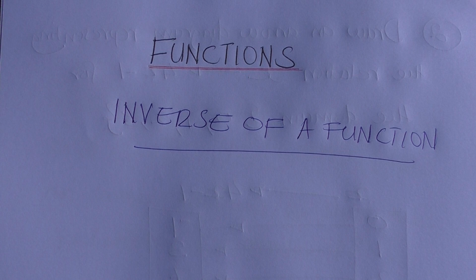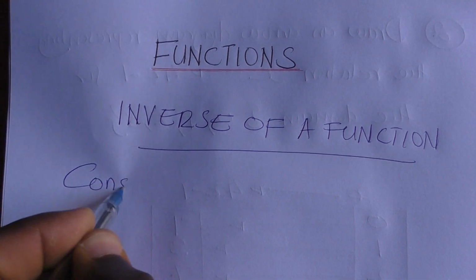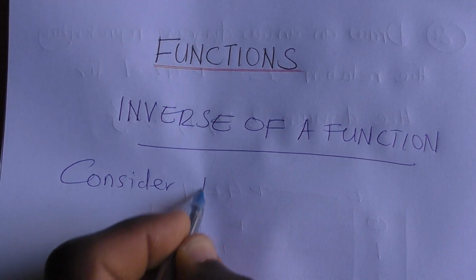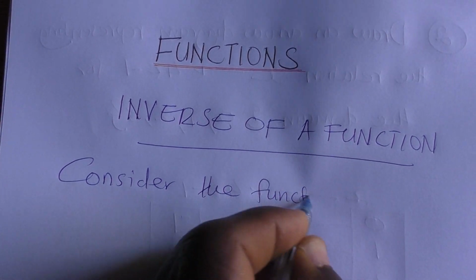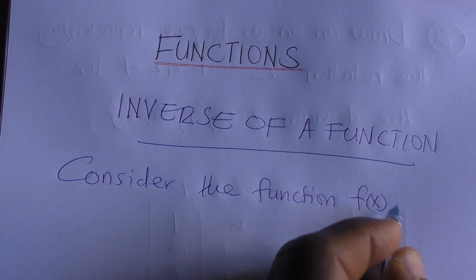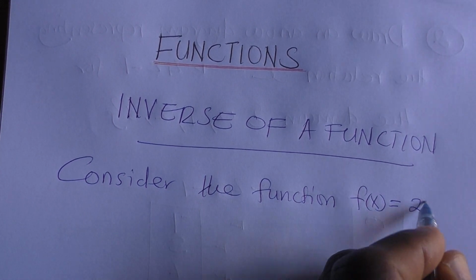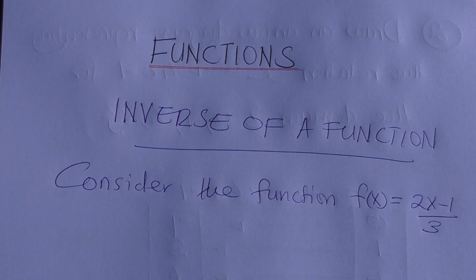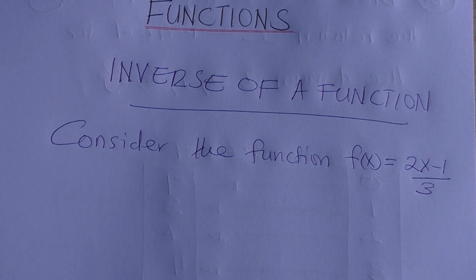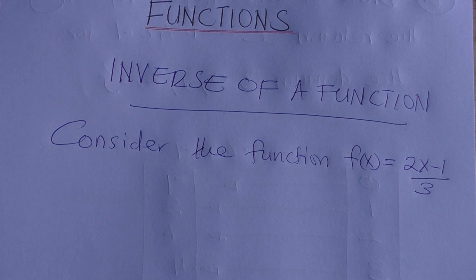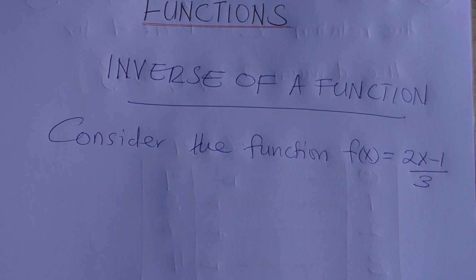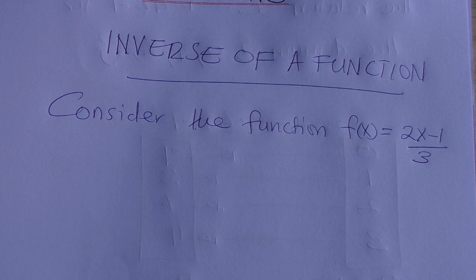The inverse of a function is obtained through 3 steps. For instance, let us consider the function f(x) equaling to 2x minus 1 over 3. We are considering our function f(x) equaling to 2x minus 1 over 3. These are the 3 steps of obtaining the inverse.